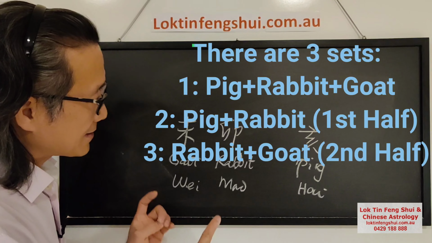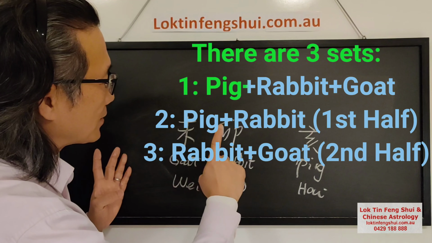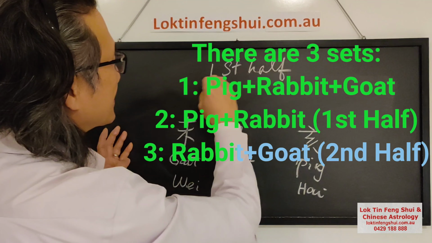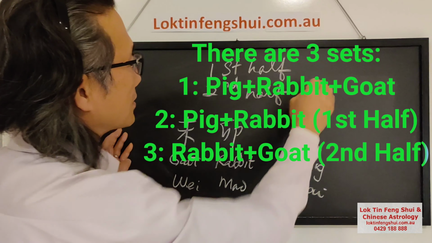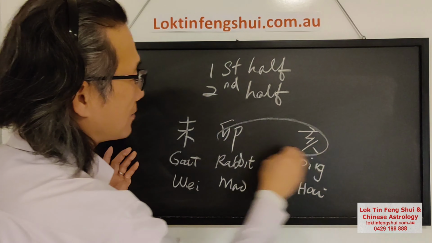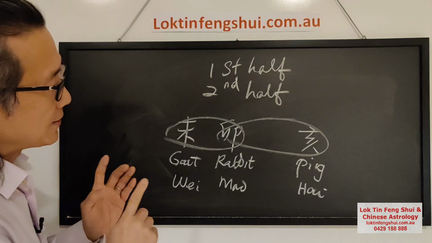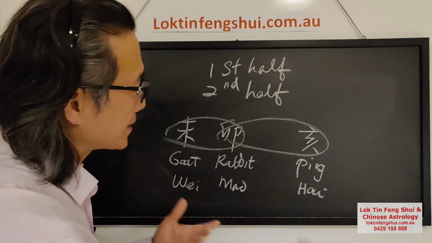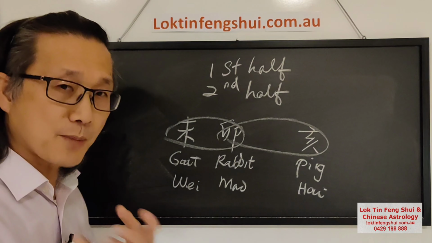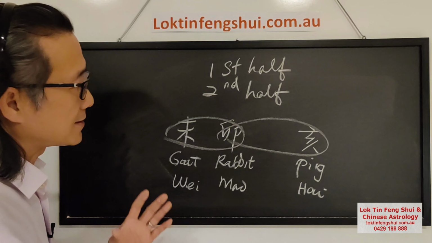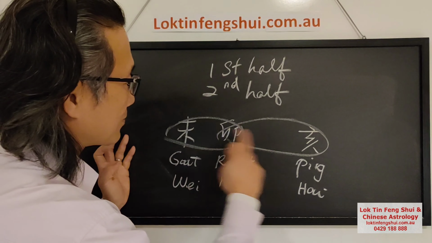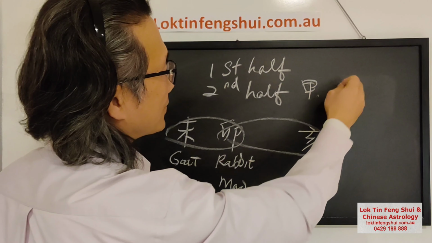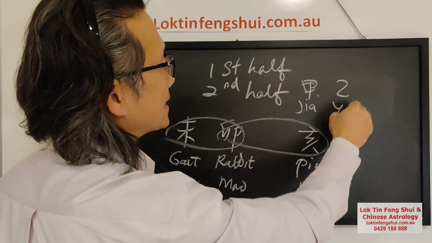So in this case, there are two that we call the first half combined and the second half combined. The first half is Hai Mao and Mao Wei. So in this case, it's Hai Mao Wei, totally combined. And the transformation rule is the same: there must be wood on the stems. We must have a Jia or a Yi on the stem.